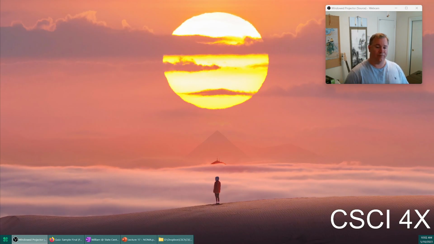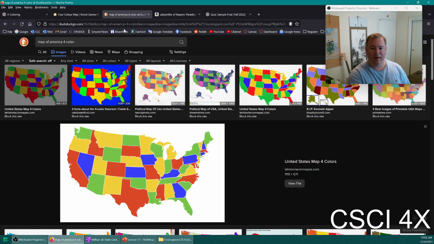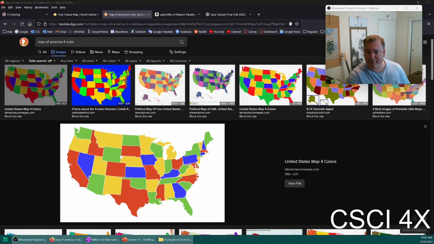There's no topic scheduled. We have one last homework assignment, and that last homework assignment is called four-coloring. And this is kind of a fun theory in computer science and math, which is the notion that you can colorize any sort of regular map using just four colors.